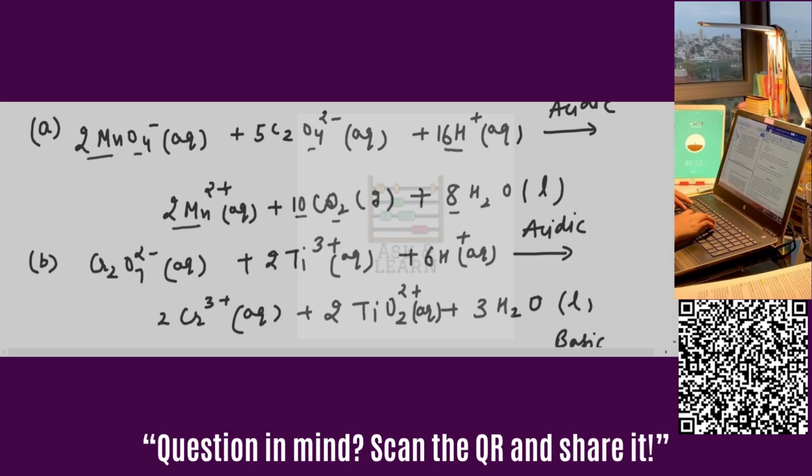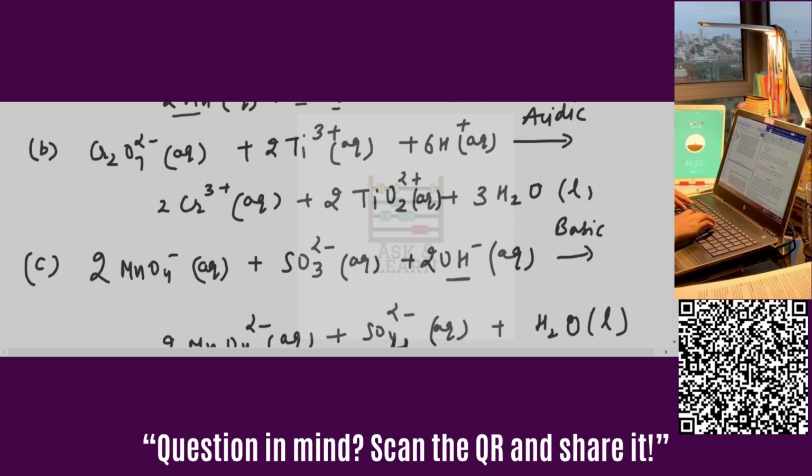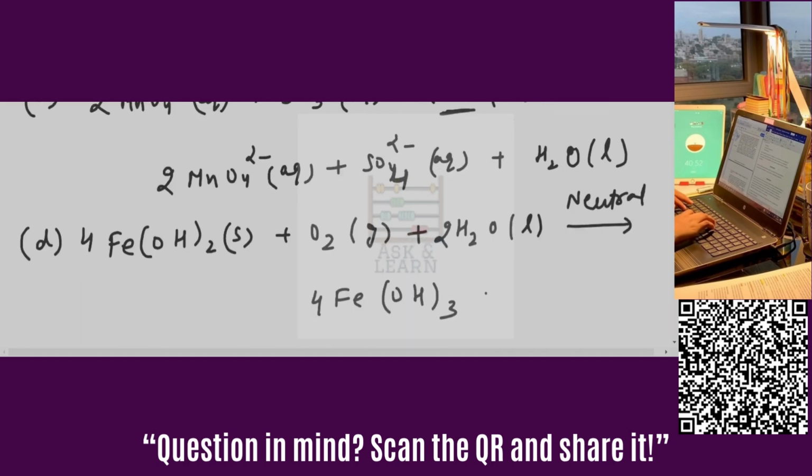Now we check the charge at the end of the equation. So here 2 negative and 5 into 2 negative, so total 12 negative and 16 positive. That means 4 positive charge on the left hand side, and here again 4 positive charge on the right hand side of the equation. In a similar way we balance the charge in the other cases also. So this is the reaction in acidic medium, this is the reaction in basic medium, and this is the reaction that takes place in the neutral medium. So these are the products formed from these reactions.